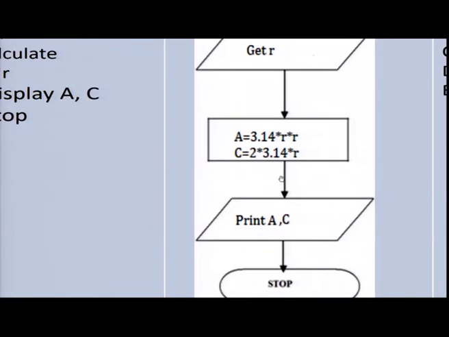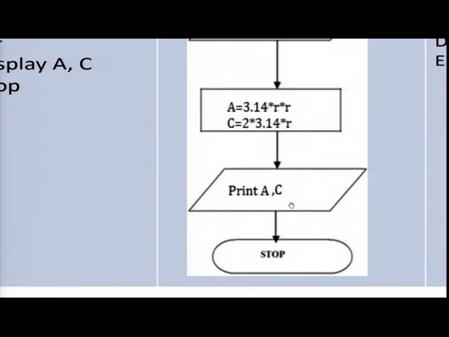Now you are going to print. The symbol for printing is the parallelogram again. So print A comma C, then stop.